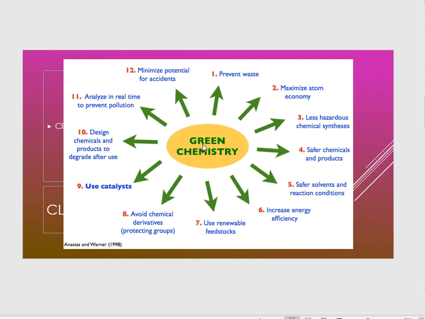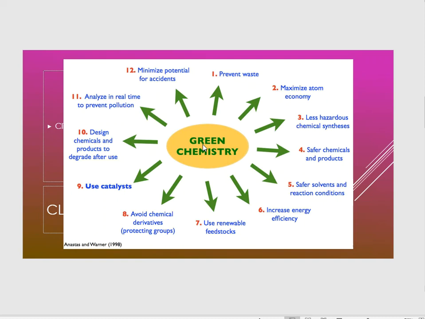Number 11, analyze in real time to prevent pollution. So as I generate these products, I want to look at them as that generation is happening to make sure that nothing is getting out of line and that we're producing what we're supposed to be producing and nothing weird is happening that we're discharging into the environment.